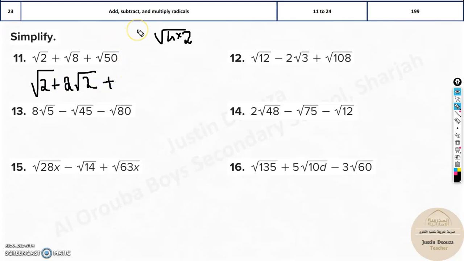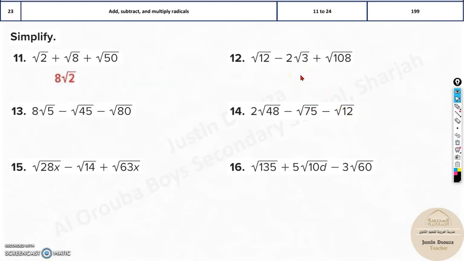Now what about 50? You need to think of a few factors over here. You can think of various factors. Now one factor is 25 into 2. Why 25? Because the root of 25 is 5. So I can write 5 root 2. And now look at this. All are in terms of root 2. Well and good. I can easily simplify this. 5 plus 2 is how much? 7. 7 plus 1 is 8. So it will be 8 root 2. Yes, that's the answer.